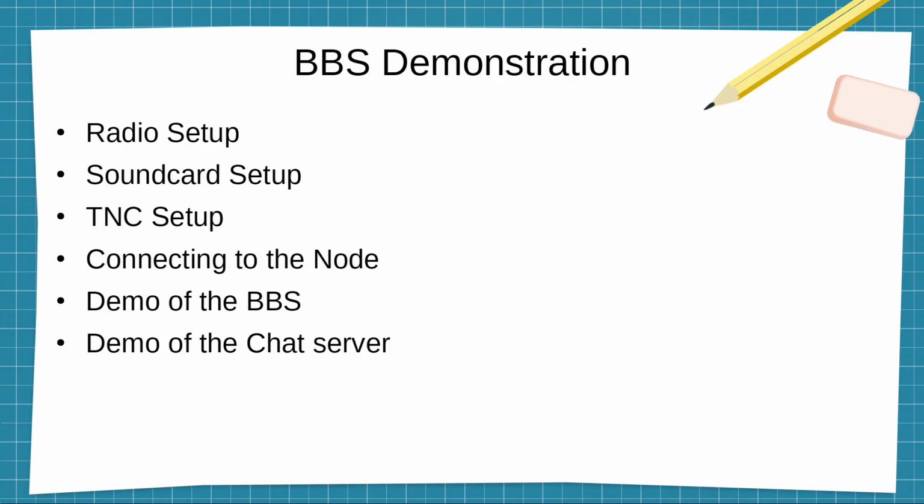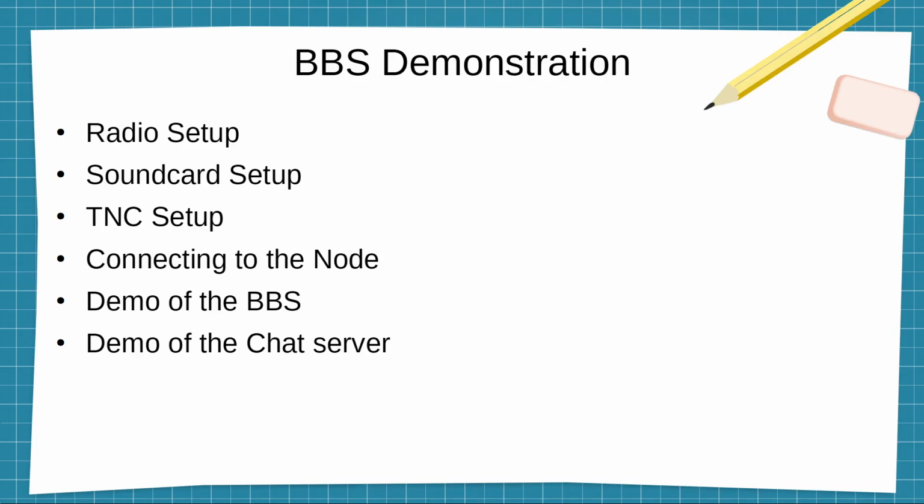So now the fun part, the demonstration of the BBS system. A few things I want to talk about and then a few things I'm going to show you. So the radio system. I don't have a way to show this with a camera at the moment. The radio I'm using is an FT897. It is an HF, VHF, UHF all-mode transceiver.